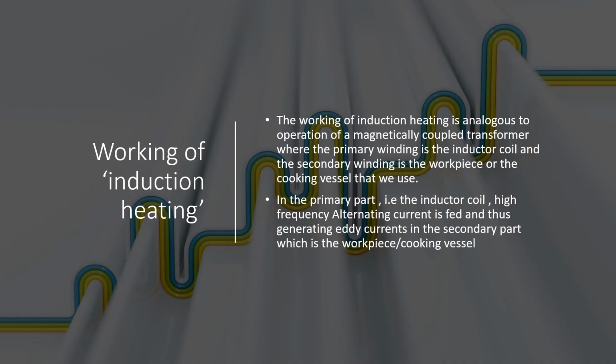Getting into detail on how this functions, we can understand induction heating by considering an analogous case, which is the operation of a magnetically coupled transformer, where the primary winding is the inductor coil and the secondary winding is the workpiece or the cooking vessel that we use. In the primary part, the inductor coil, high frequency alternating current is fed, thus generating eddy currents in the secondary part, which is our cooking vessel.